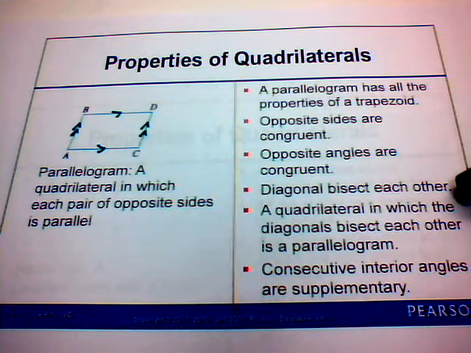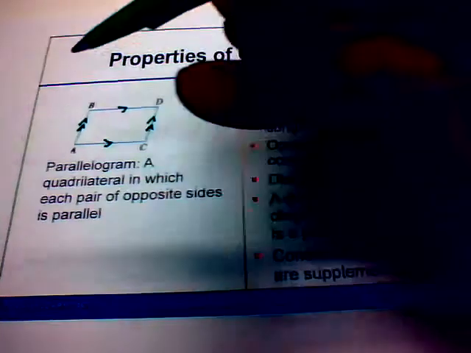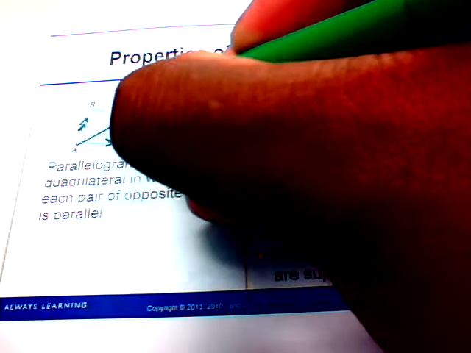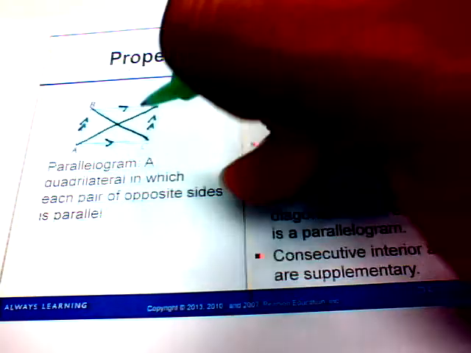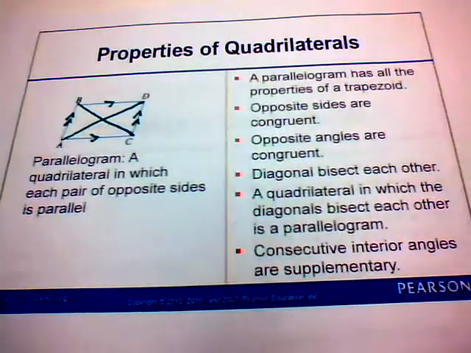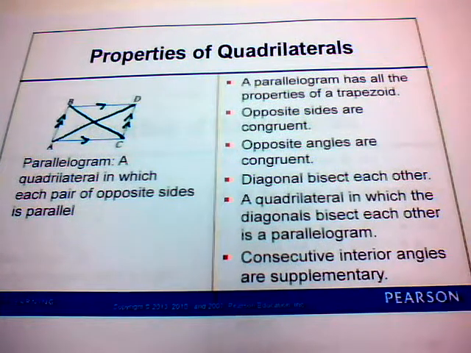The diagonals in a parallelogram bisect each other. So if I draw a diagonal AD and diagonal BC, of course those two diagonals bisect each other. And a quadrilateral in which the diagonals bisect each other is going to be a parallelogram. And then consecutive interior angles are always going to be supplementary.